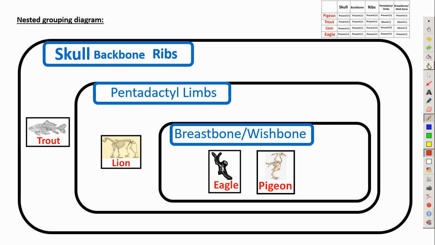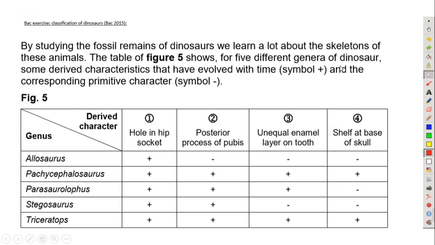This is very important. You can check your knowledge and understanding of this with the Bac exercise from 2015. It's the same principle. The only thing is that you don't have access to the skeletons, so scientists have already done the observations for you. So plus means it has the derived characteristic, minus means it doesn't have it.